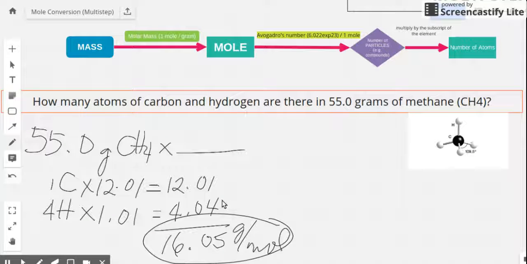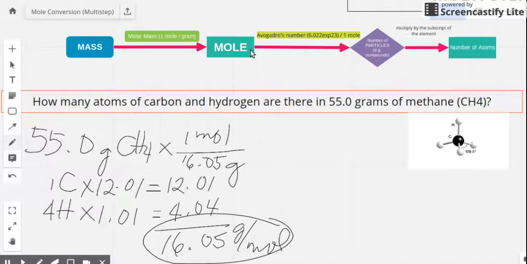So now we can put it here. Where do we put our 16.05 and where do we put our 1 mole? Our target is to remove the gram. So that means we will put the 16.05 grams below, and then of course the 1 mole on top, so we can get what we're looking for in the first step, which is the mole. So the mole has to be on top.